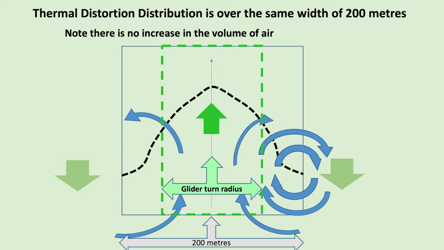So in this diagram we can see the 200 meters width of the thermal and the glider turn radius there at a bit over 100 meters. And what we're going to do is introduce a distortion to this thermal.